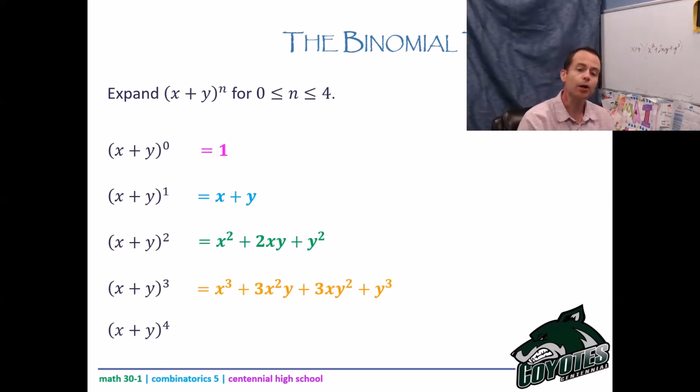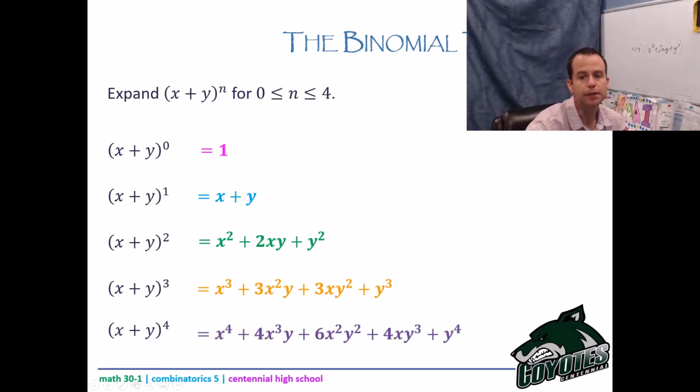Then I want you to take that and multiply it by (x + y) one more time, and that's going to tell us what (x + y) to the 4 is, right? (x + y) to the 4 would be (x + y) to the 3 times another (x + y). So multiply every term by x, multiply every term by y, and then combine like terms again. And that will give you (x + y) to the 4. So pause me and try that. And then you got x to the 4 + 4x cubed y + 6x squared y squared + 4xy cubed + y to the 4.